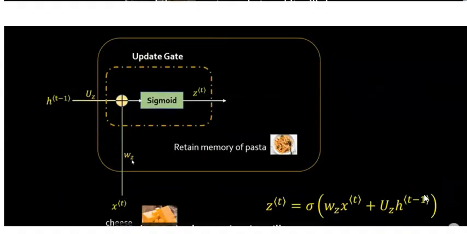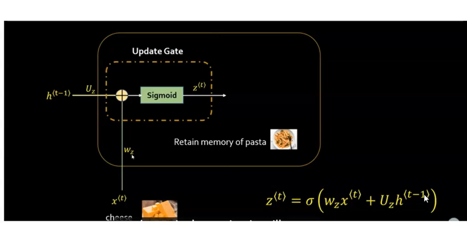Now we have an update gate. In GRU we have two gates, update gate and reset gate. So what happens in the update gate? Again, it's a sigmoid function. This takes a weighted sum of X of t and H of t minus 1, and we get Z of t. I will pronounce this as Z, you can pronounce it as Z. There is no difference. So the output is Z of t.